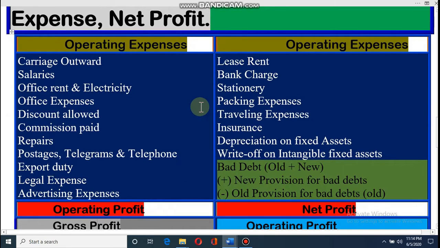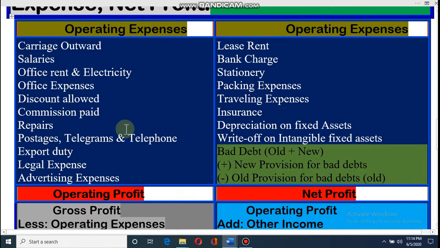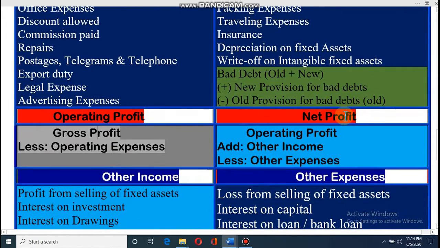Number one, gross profit, which you learned in the last class: net sales minus cost of goods sold, then gross profit. Now operating profit: gross profit less operating expense, and you see the list of operating expenses. Then net profit, the third step: operating profit, which we will find out from here. Then from that operating profit we have to add other income and subtract other expenses, then you will find out the net profit.